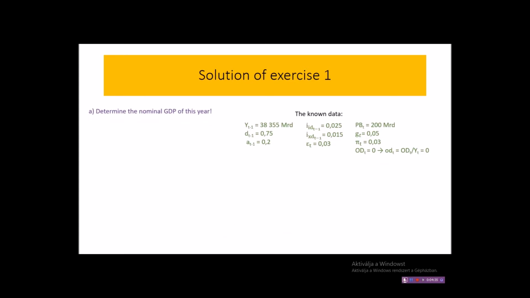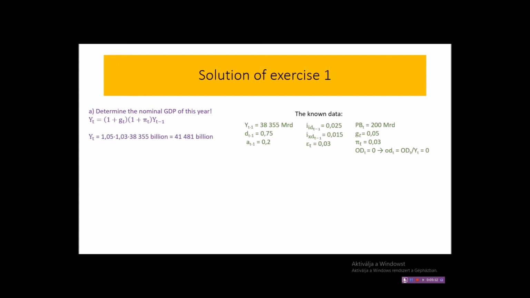The first question was to determine the nominal GDP of this year. This is a very simple task. We need the nominal GDP of last year, and we also know that the nominal GDP will increase according to the joint impact of the economic growth and inflation. The formula that we have used before is epsilon t, so the nominal GDP of the given period, equals 1 plus g t, the economic growth rate of this year, multiplied by 1 plus p t, the inflation rate of this year, multiplied by epsilon t minus 1, the nominal GDP of last year.